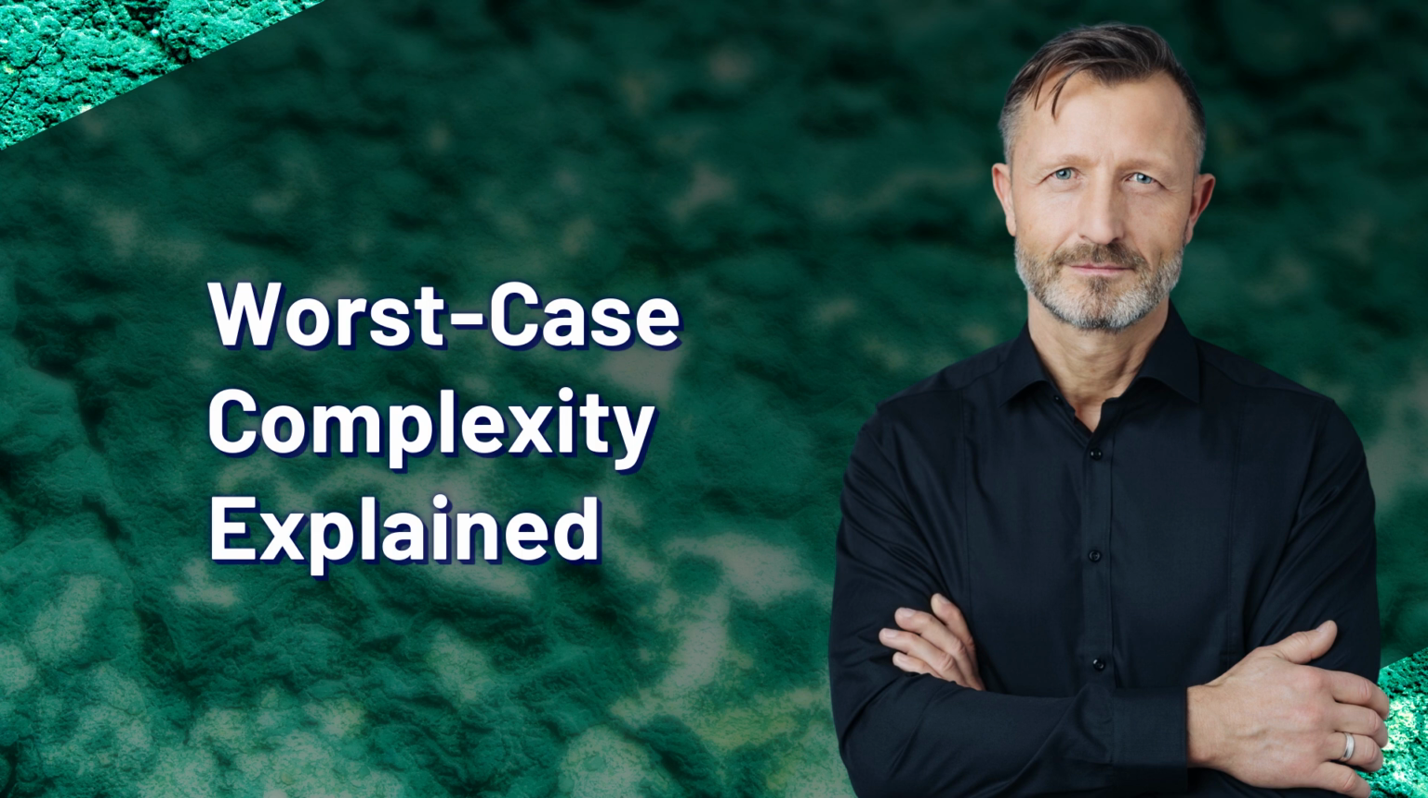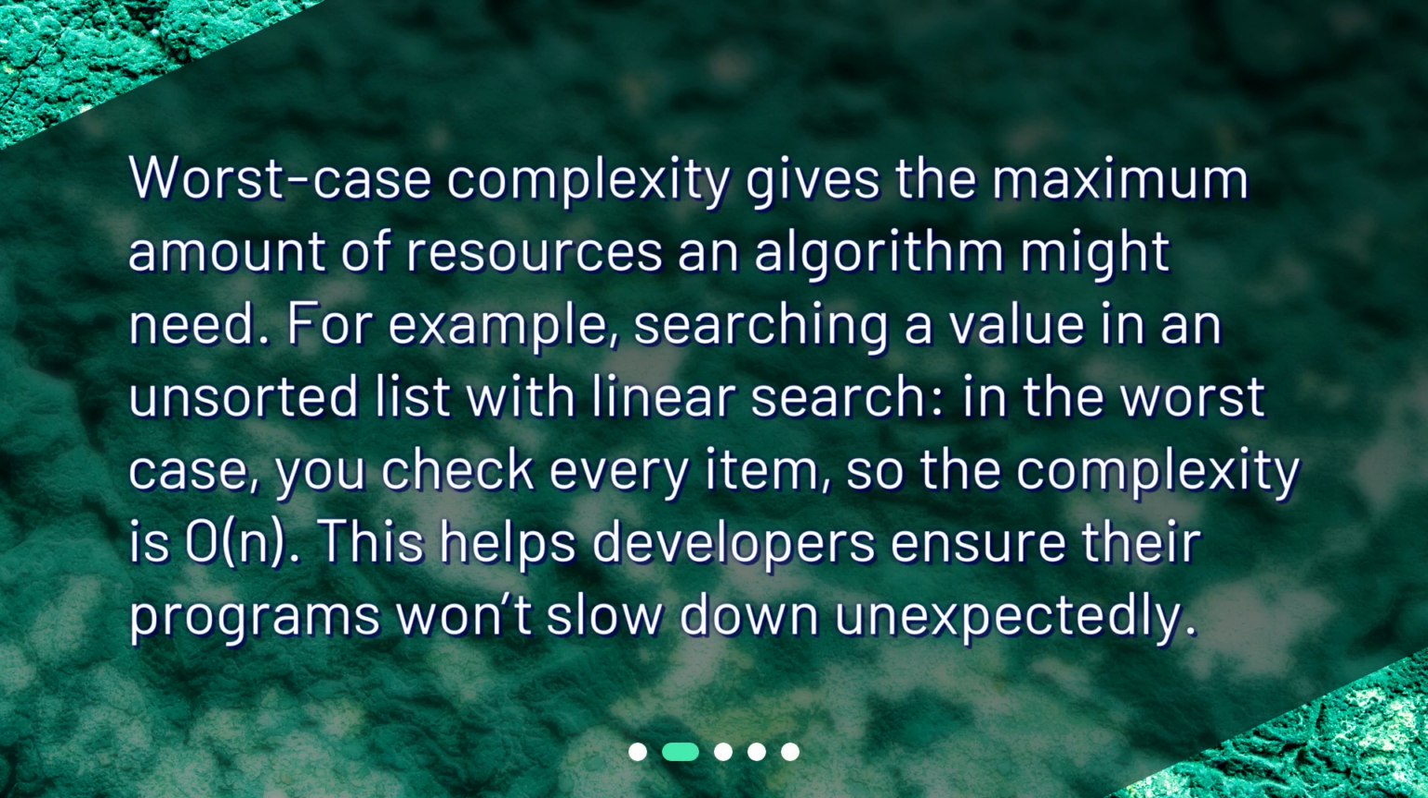Worst case complexity explained. Worst case complexity gives the maximum amount of resources an algorithm might need. For example, searching a value in an unsorted list with linear search. In the worst case, you check every item, so the complexity is O(n). This helps developers ensure their programs won't slow down unexpectedly.